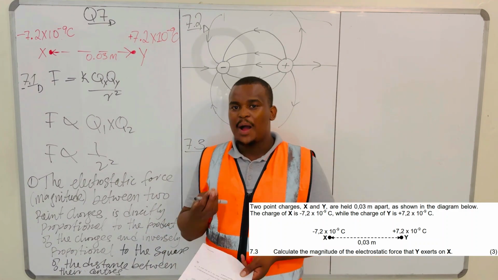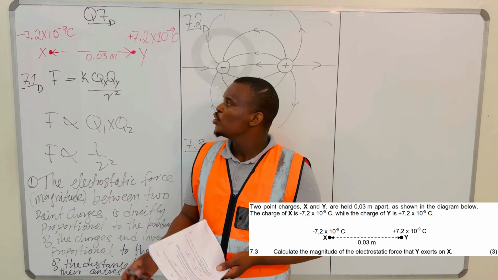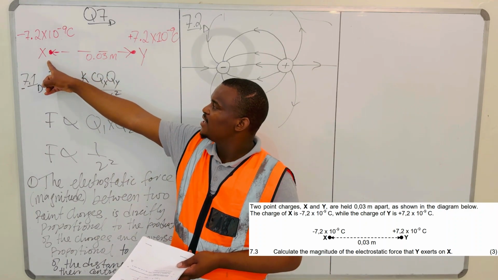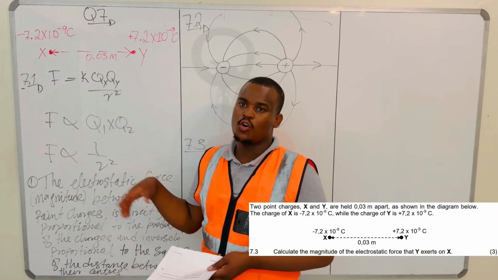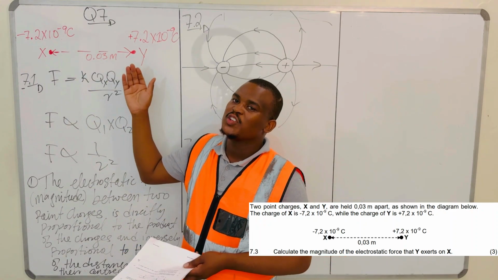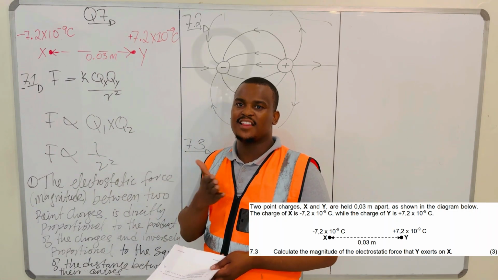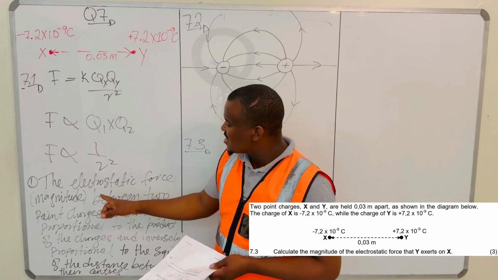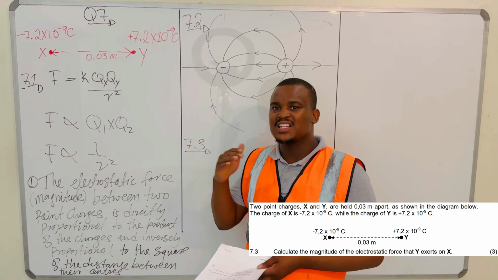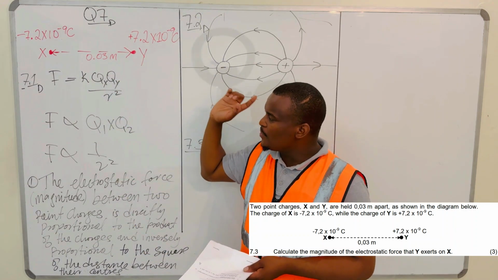So, when you talk about the magnitude of the electrostatic force between those 2 point charges, you are talking about the force that Y exerts on X and the force that X exerts on Y. So the forces between them are the forces they exert on each other. So this is to find the magnitude of that.